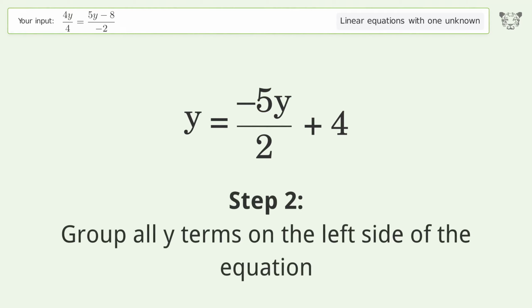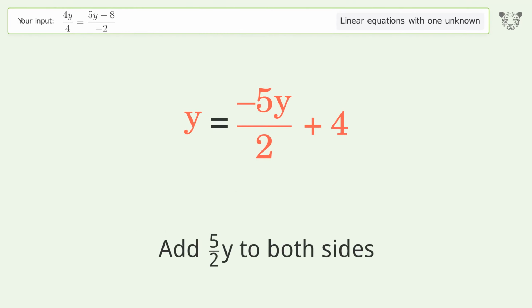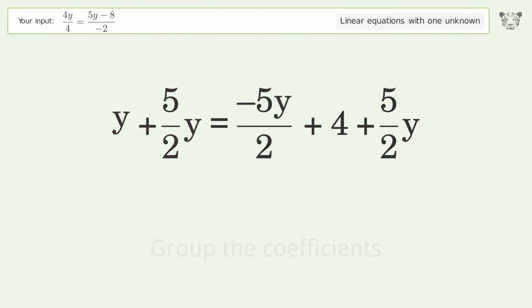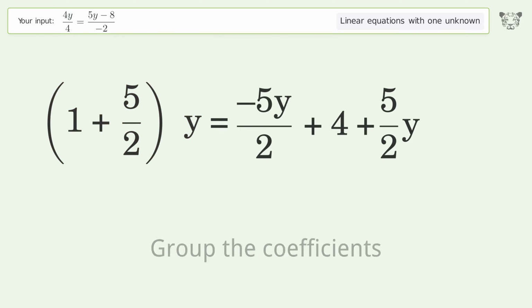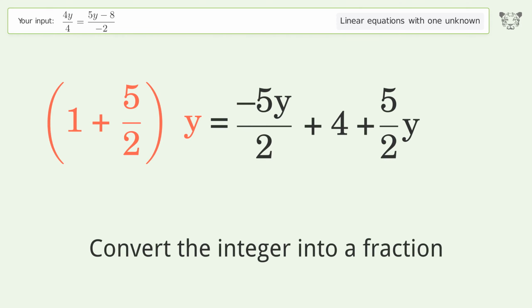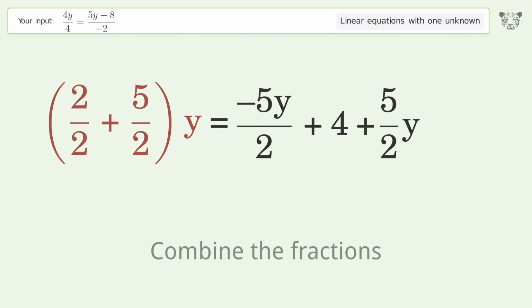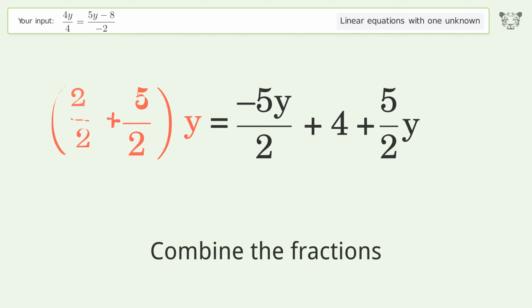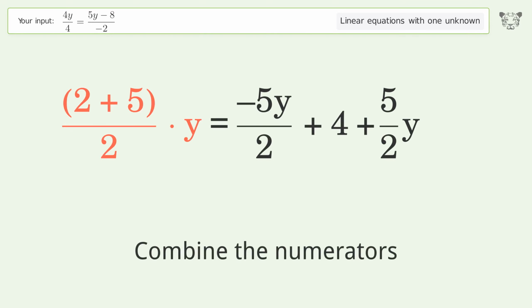Group all y terms on the left side of the equation. Add 5/2y to both sides. Group the coefficients. Convert the integer into a fraction. Combine the fractions. Combine the numerators.